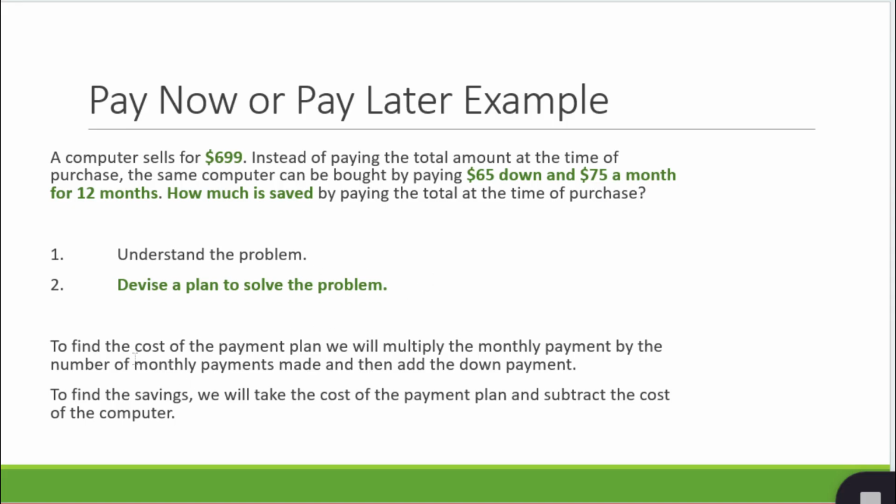So to find the cost of the payment plan, we would multiply the monthly payment by the number of payments, and then add the down payment. In other words, 65 plus $75 times 12, if that makes sense to everyone. So that would be our second amount, and then we would just find the difference between what we get with that method and the $699. So that's our plan. So let's do it.